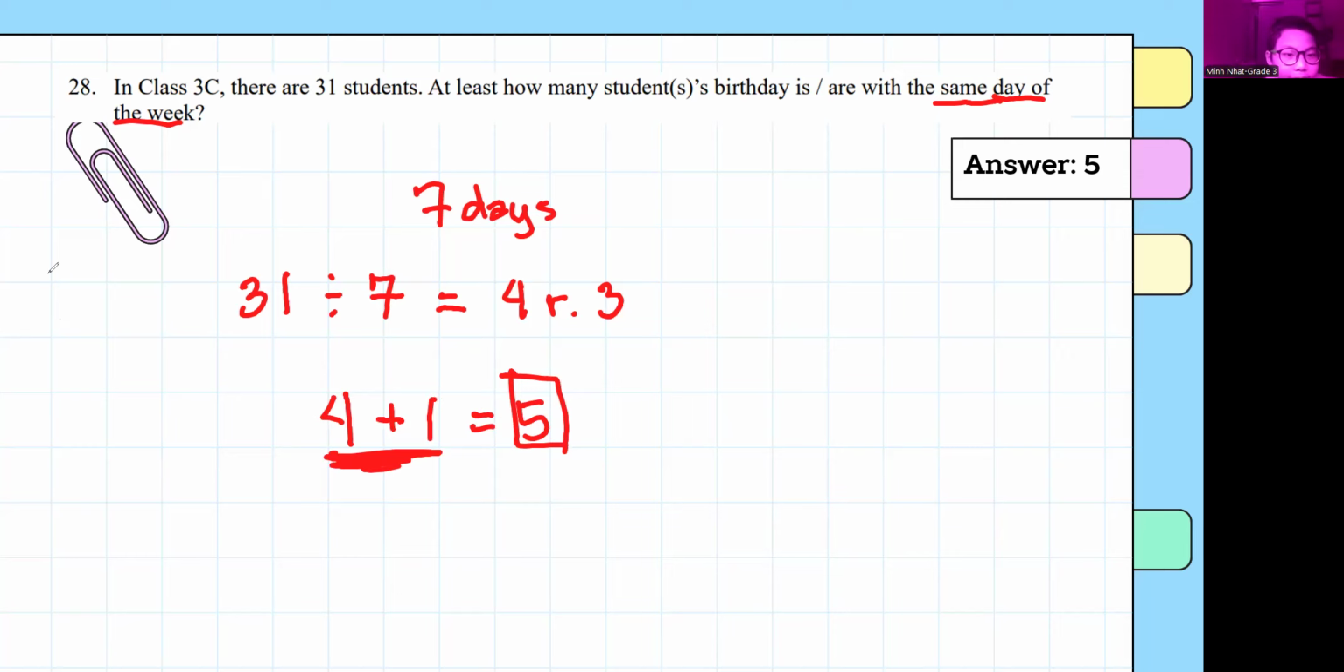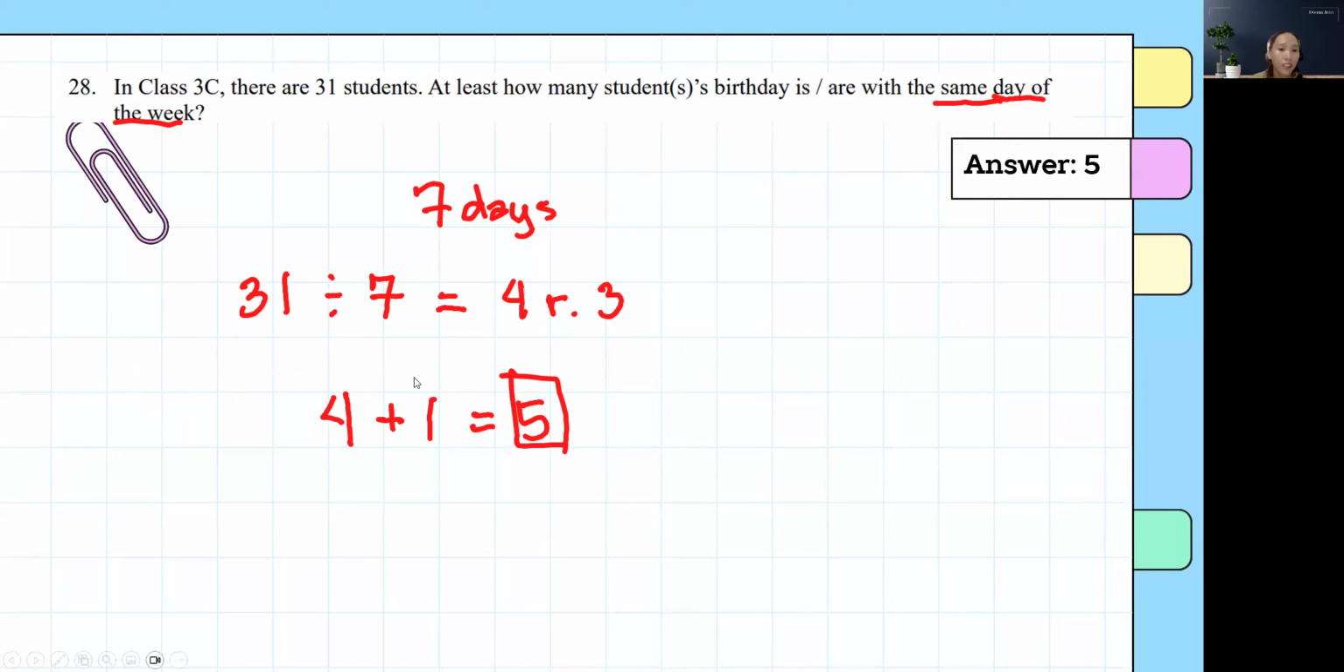Teacher, it says at least. Yeah, at least, but taking into account the worst case scenario, we need to add 1. Oh, okay. So that's it for 28.